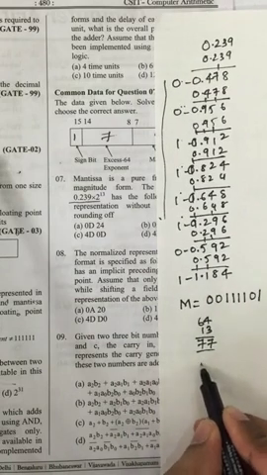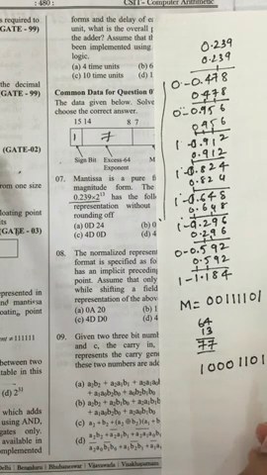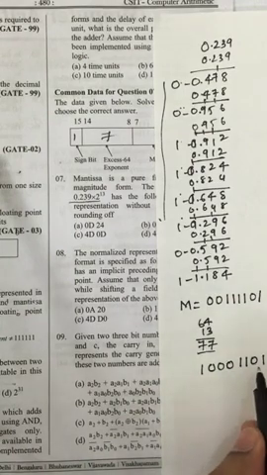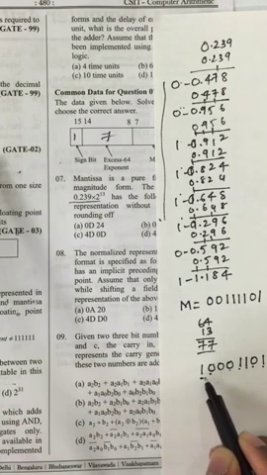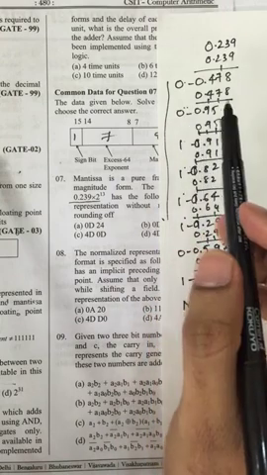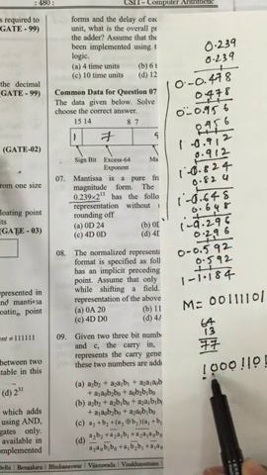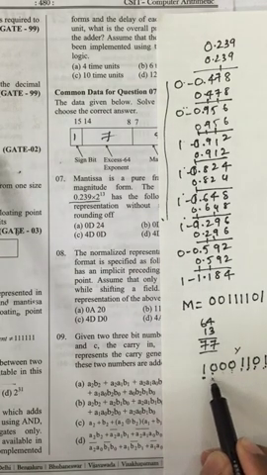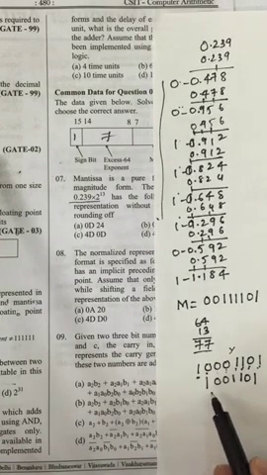So 64 is nothing but 1 followed by 0, 0, 0, 0, 0, 0. And 13 is how much? 1101 is 13, I guess, right? 8 plus 4 plus 1 is 13, and this is entirely 77, I think, right? Let me count the bits, 1, 2, 3, 4, 5, 6, 7. Yes, 7 bits. So 1001101. This must be 77.